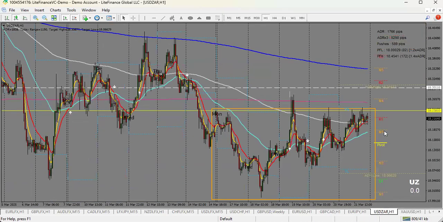So we should be expecting for a sell on USDZAR. So this level here is our area where we should be expecting for price to start selling.